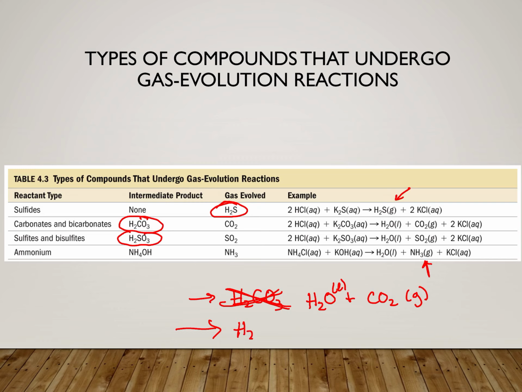Same thing, if you were going to form sulfurous acid, H2SO3, then you're like, nope, not going to write it as that. I'm going to write it as water and sulfur dioxide. Again, water is a pure liquid. Sulfur dioxide is a gas. Okay, so let's go ahead and we'll see an example of how this might occur.